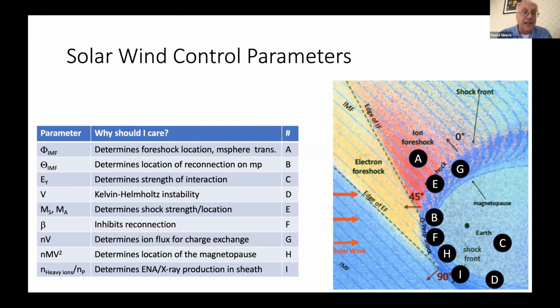Plasma beta might inhibit reconnection. The flux of solar wind ions is a key parameter determining how much charge exchange with exospheric neutrals goes on. The solar wind dynamic pressure tells you where the magnetopause is, and the ratio of heavy ions to protons is an important factor in determining where X-rays are generated. We'll talk about these all a little bit more in future. This sort of gives you a guide to where I'm headed.